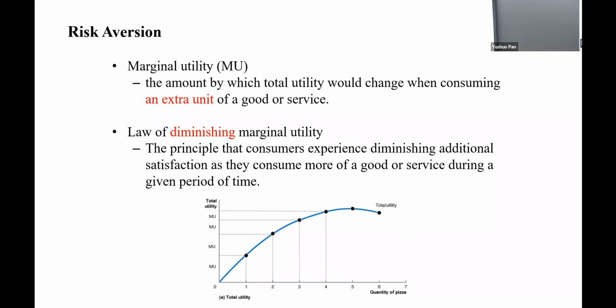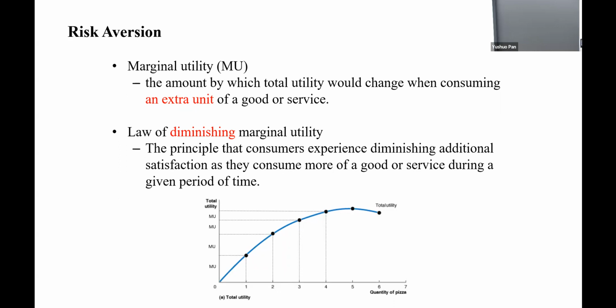The definition of diminishing marginal utility means that if I increase the same amount of a good, service, or wealth, the additional utility from each extra unit will decrease. The marginal utility gets smaller and smaller. That's the law of diminishing marginal utility: the principle that consumers experience diminishing additional satisfaction as they consume more of a good or service during a given period of time.